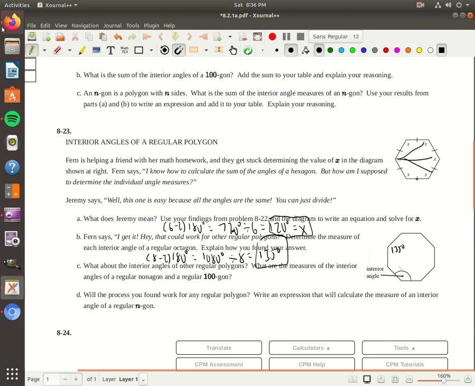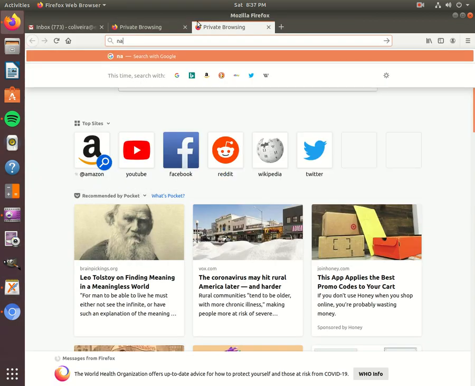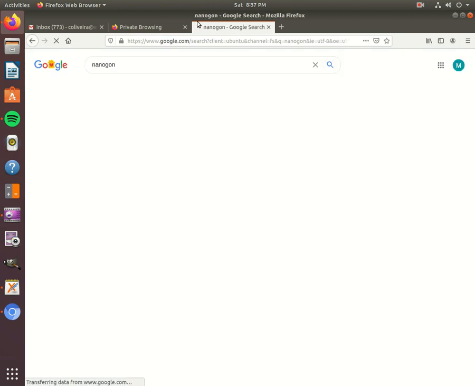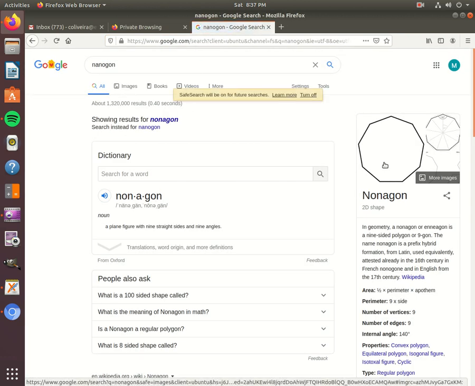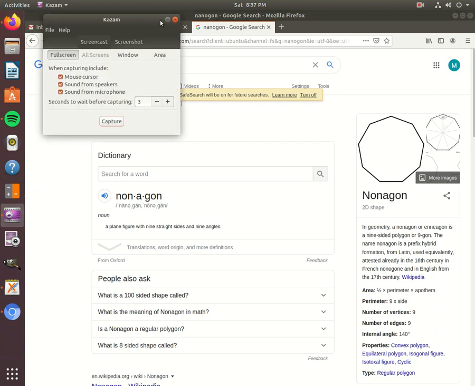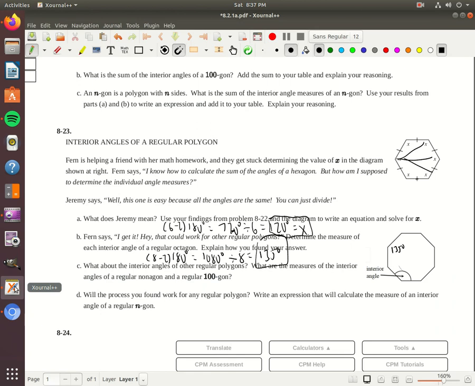Nonagon is a 9-sided shape. All right. So I keep doing that, and I don't want to.